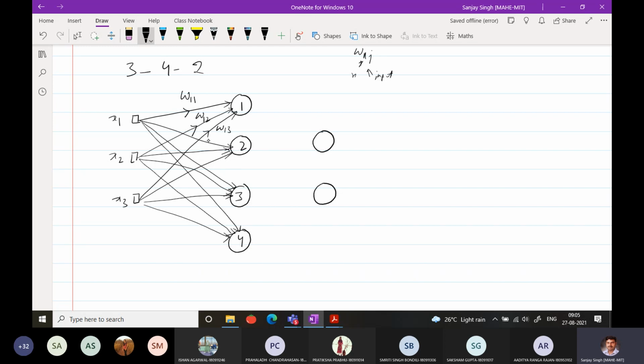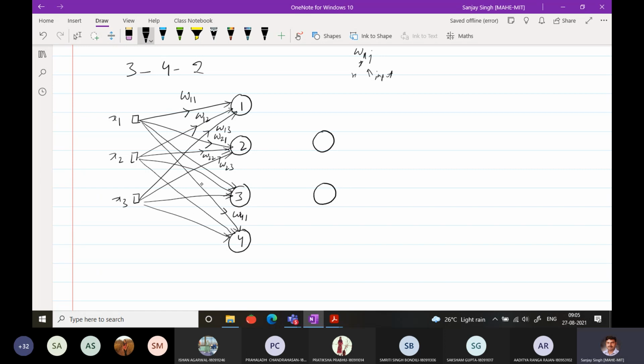This part, what should it be? W21. Accordingly, this should be W22 and this one is W23. Similarly, I can mark this one accordingly W41, W42, W43, right? So all these things are there.